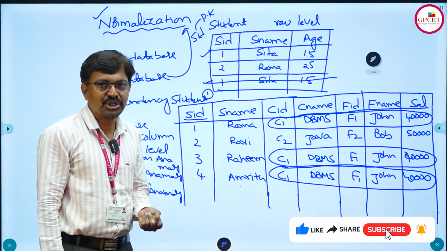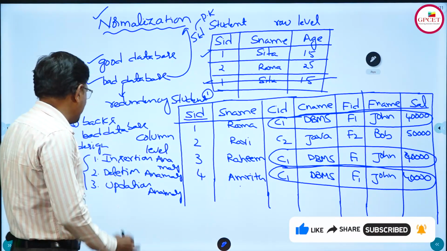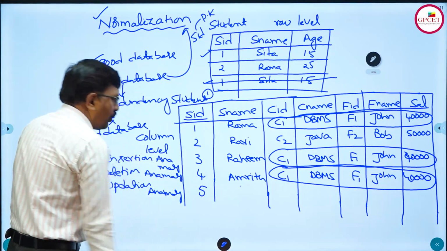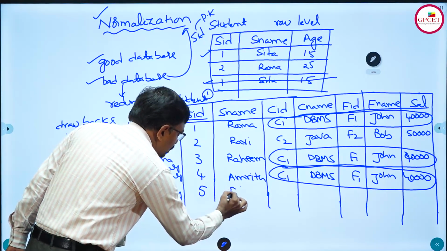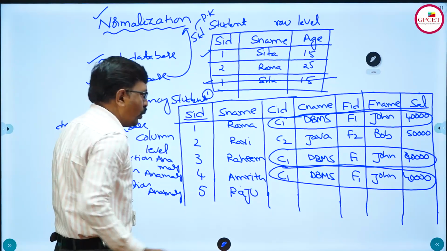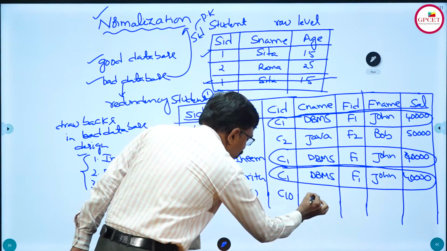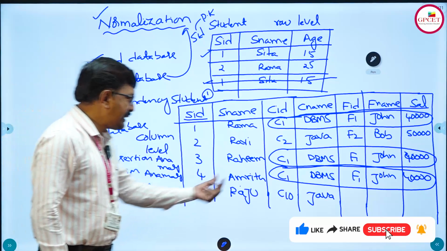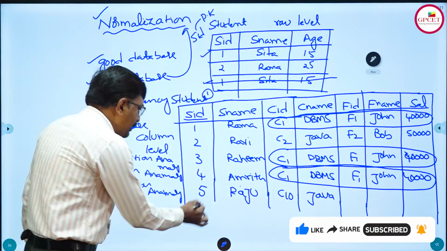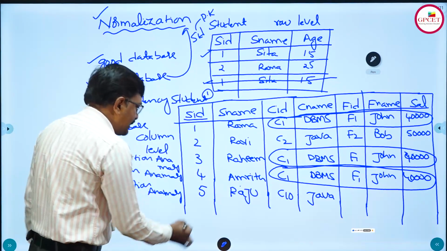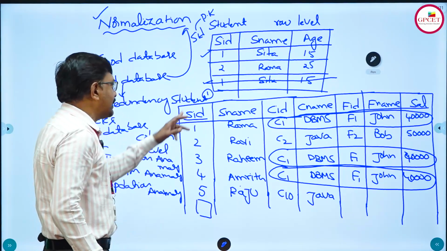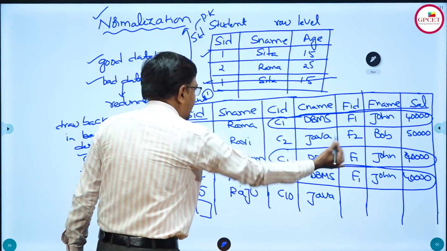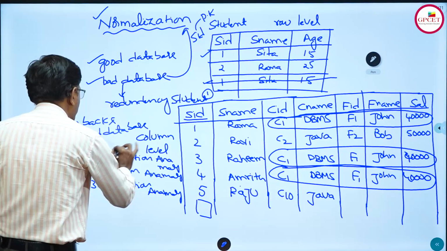What is here? Bad database design. How can you say that? Observe the insertion problem first. Suppose you want to insert a new student, Raju, with course C10, Java. We introduce the new course C10, Java. Is there any empty row here? No. Why? Because SID is a primary key, so we can't insert it in our table. That is an insertion problem.